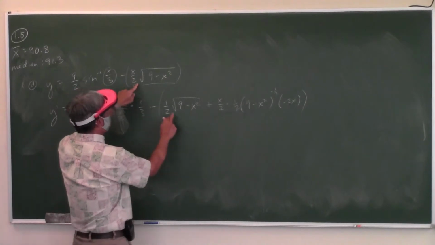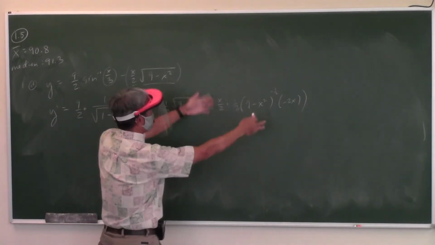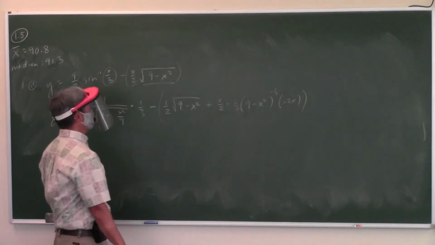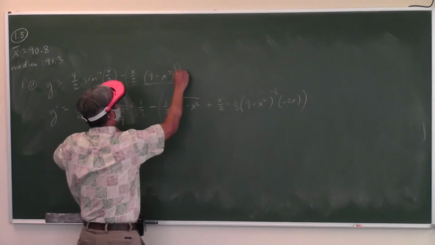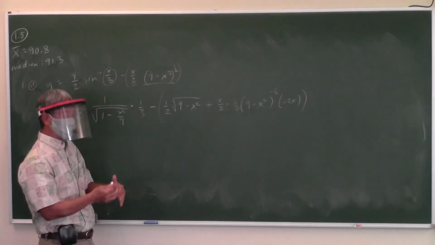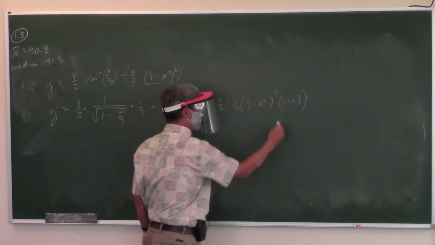Derivative of the first, leave the second one alone. Leave the first one alone, derivative of the second. And this is like to the 1/2 power, right? How do you take the derivative of box to the 1/2? 1/2 box to the -1/2 times the derivative of box.